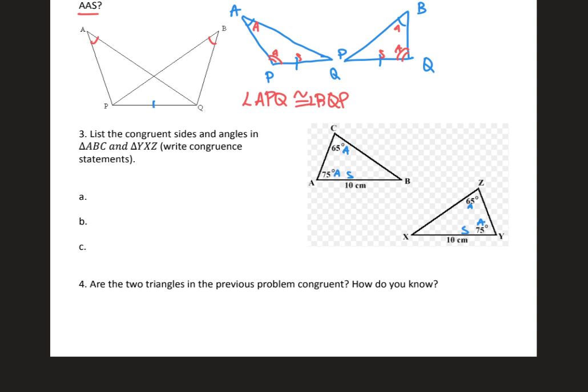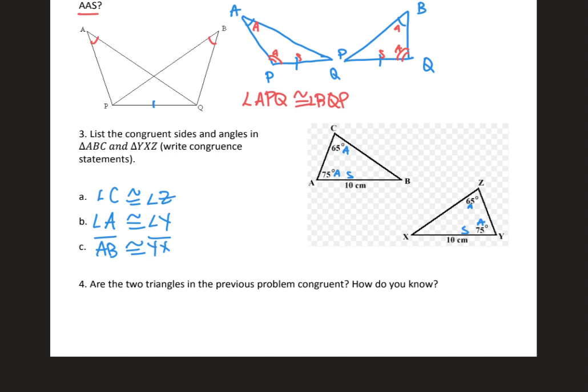I know that angle C is congruent to angle Z because they're both 65 degrees. I see that angle A is congruent to angle Y because they're both 75 degrees. And then lastly, I see that AB is congruent to YX because they're both 10 centimeters. So those are our congruent statements.